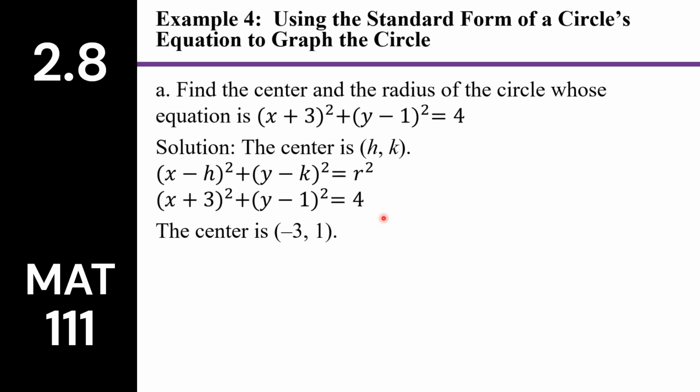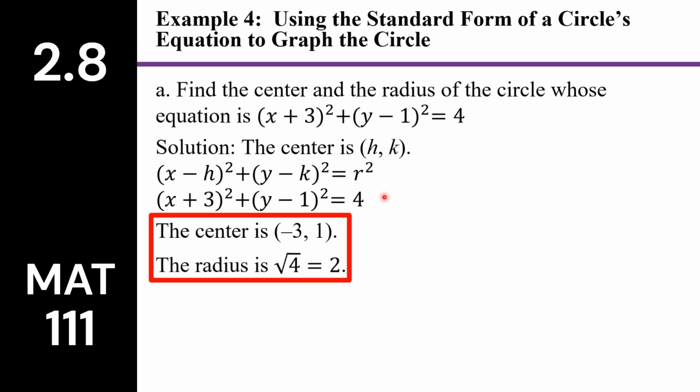Then with the radius, you need to be careful. It's not 4. In this position, it's r squared. So r squared is 4. So our radius is the square root of 4, which is 2.